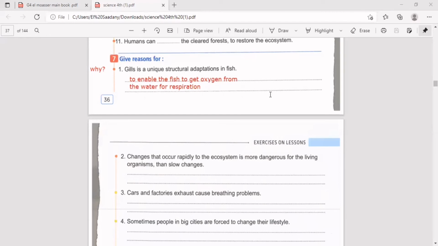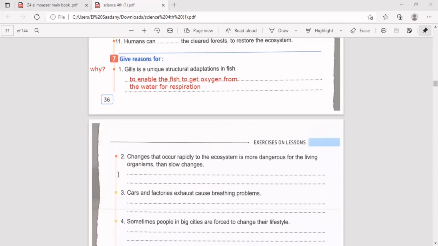The second question is, give reasons. Changes that occur rapidly in the ecosystem are more dangerous for the living organisms than the slow changes. Why? When the change happens quickly, happens rapidly, this is more dangerous for the living organisms in this system than the slow change. Why is that?